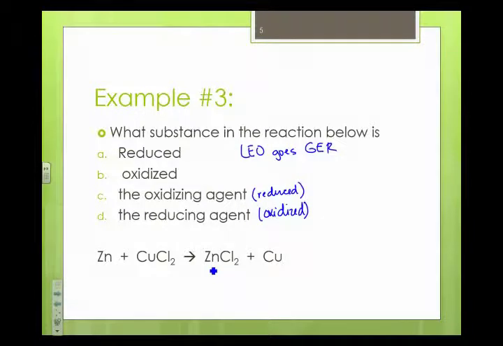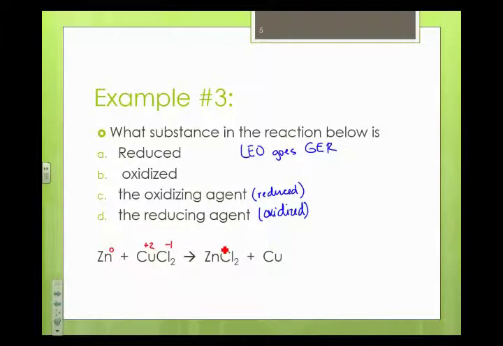To do this, I want to check charges. I see that zinc is an element by itself, has a charge of 0 and an oxidation number of 0. CuCl2 has a transition metal in there, so I'm going to start with my chlorine. That's a -1, which means the copper must be a +2. If you don't remember or you're not sure how I came up with that +2 charge, you'll want to go back and review transition metal ionic compounds, because there's a video that talks about how to determine that charge.